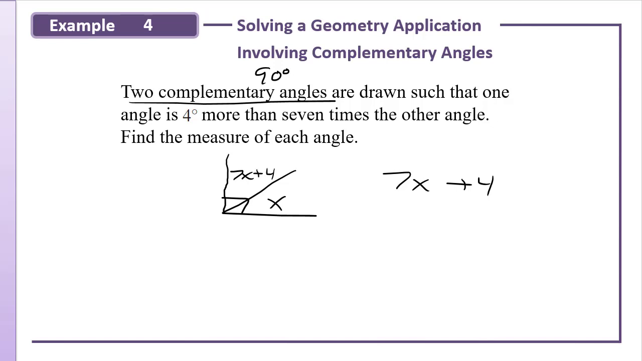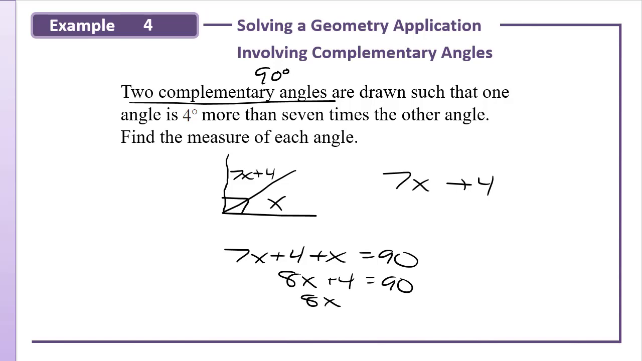And then because they are complementary angles, I know they have to add to 90. So 7x plus 4 plus x equals 90, 8x plus 4 equals 90, 8x equals 86, right? And then that seems wrong. Is 4 more than 7 times, that's right. Add together, that's 8x plus 4. Subtract 4 is 86. I'm only thinking it's wrong because it's not a whole number.